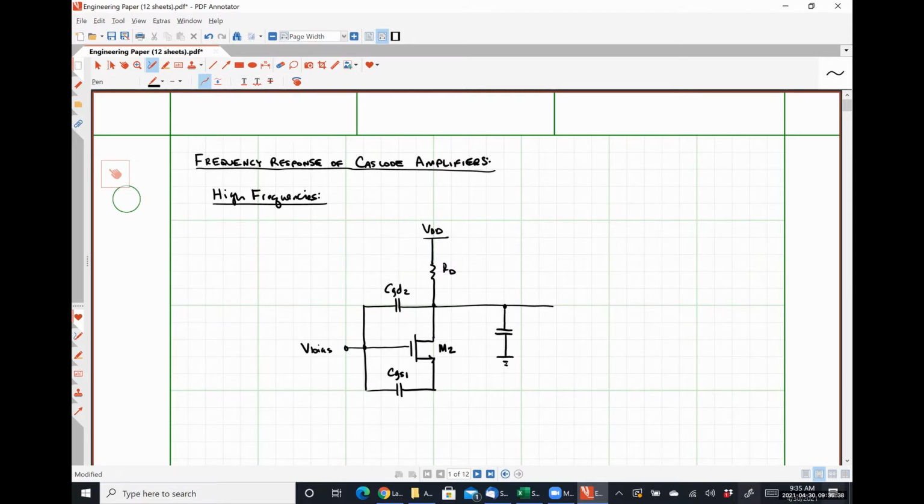This is our capacitance CDB2. This is our output pin where we measure our output voltage. Additionally, we are going to have a source body capacitance. So let's call this guy CSB2.